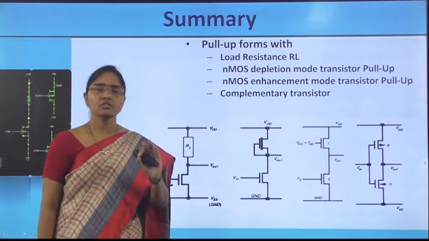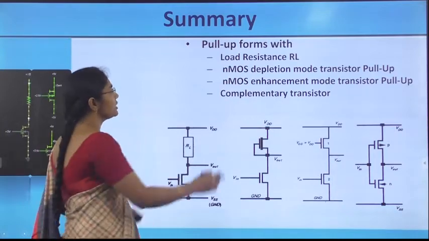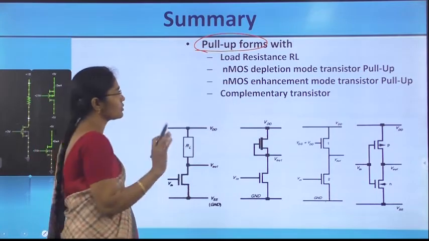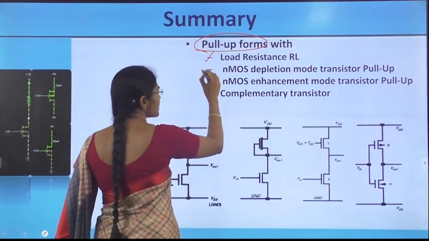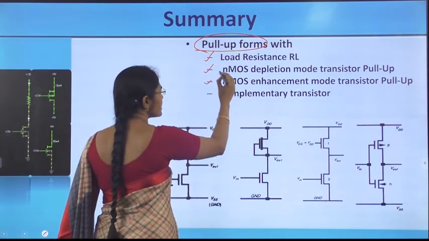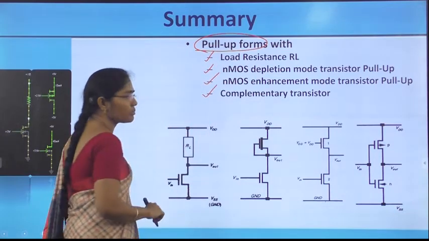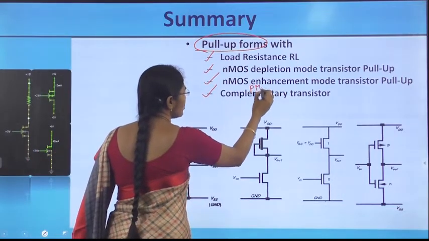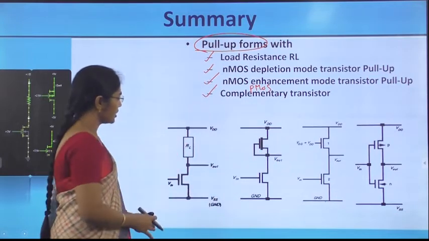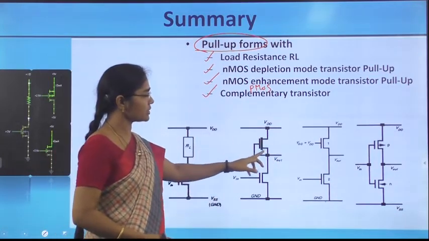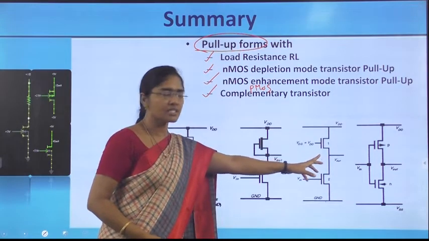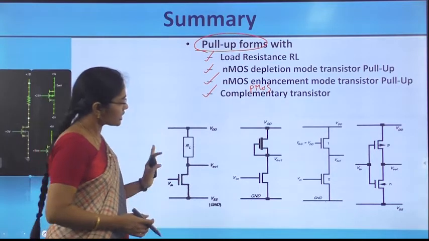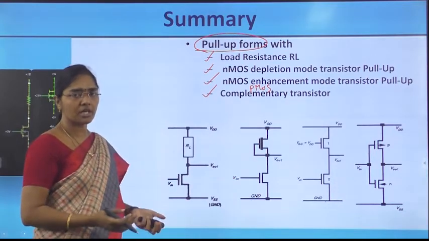What we have seen till now is the summary. We have seen different forms of pull-ups, of 4 types: one is load resistance, the second is NMOS depletion, the third is NMOS enhancement, and the next one is the complementary transistor, that is the PMOS transistor. Those figures are represented here with load resistance, NMOS depletion, NMOS enhancement, and PMOS, the complementary transistor. What is the comparison of all these and what are the remarks?